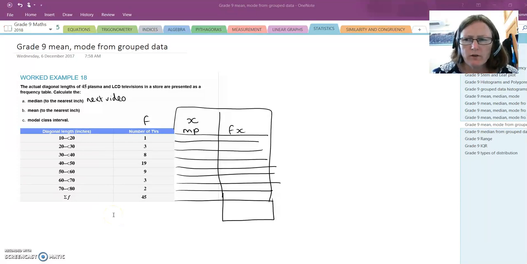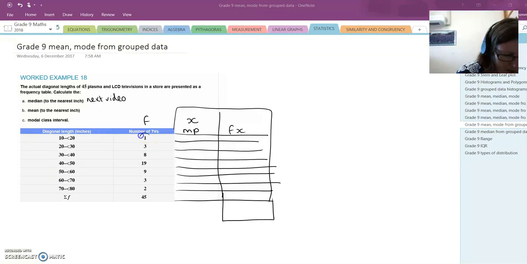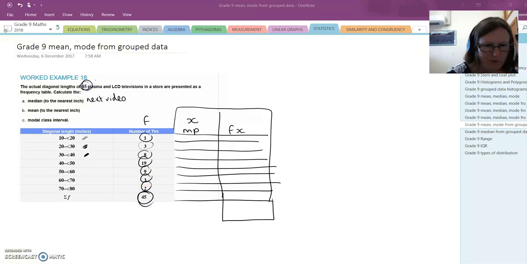In this video, we're going to look at how to do the mean and mode from group data. In this worked example 18, the diagonal lengths of 45 plasma and LCD TVs in a store are in this table. So for example, there is one TV that is between 10 up to but not including 20 inches. There's 3 TVs that are 20 up to but not including 30 inches. 8 TVs that are 30 up to not including 40 inches, so on. When we add up all these scores, we get 45, and up above we said that there was 45 TVs in a store.